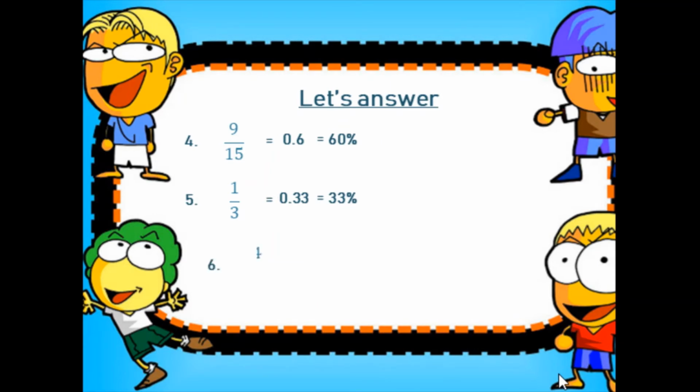6th item, we have 4/7. 4/7 is equal to 0.57, which is also equivalent to 57%. Alright? Number 7.